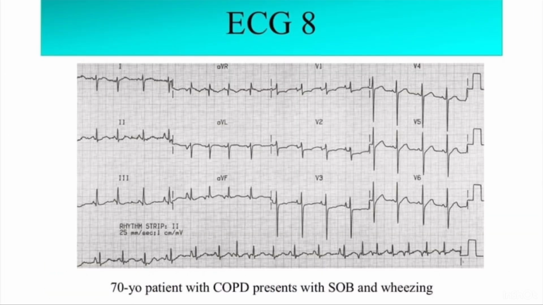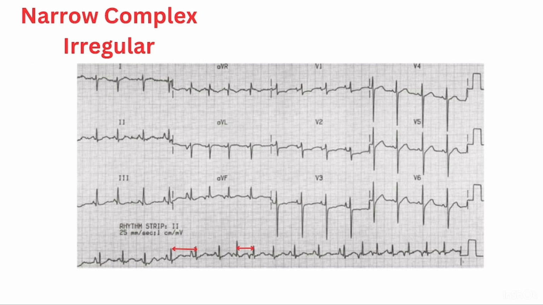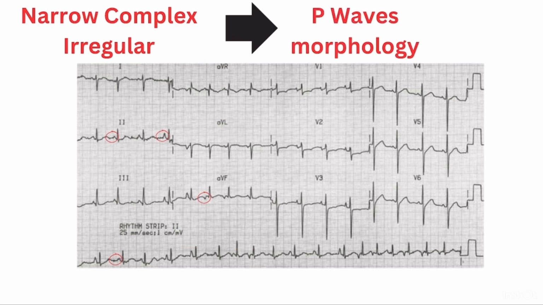Case 8. A 70-year-old male with COPD and shortness of breath. This is a narrow complex tachycardia. The rhythm is irregular. Take 5 seconds to study those wild P waves.